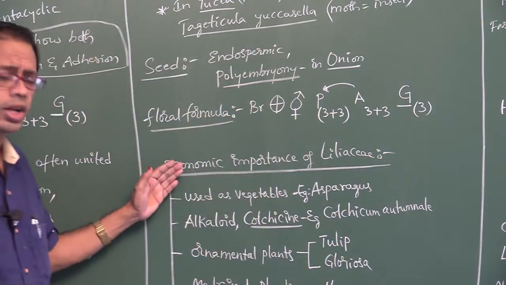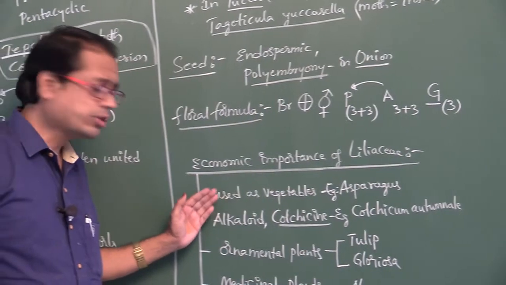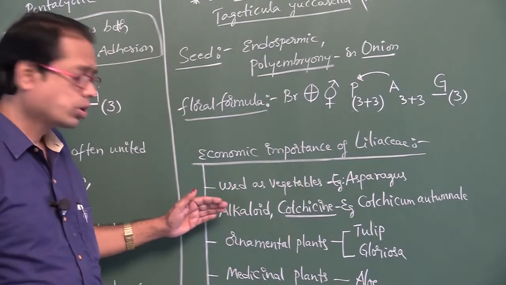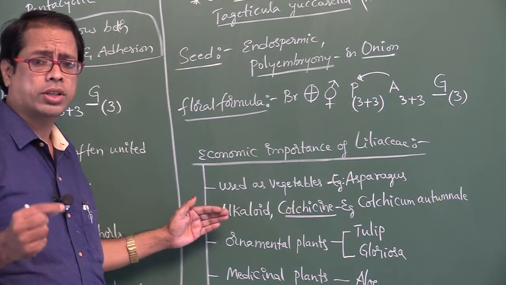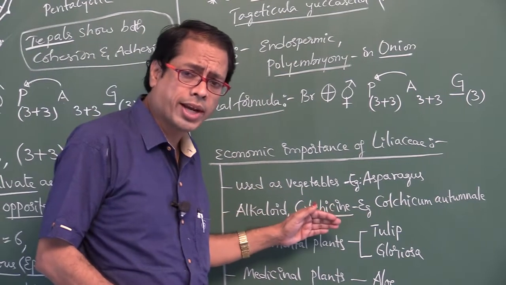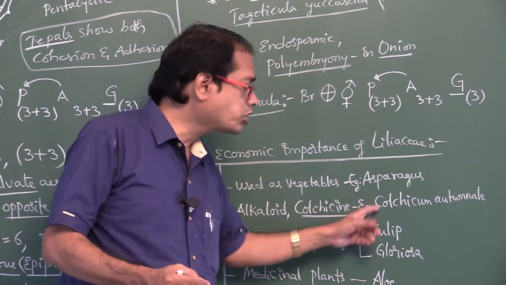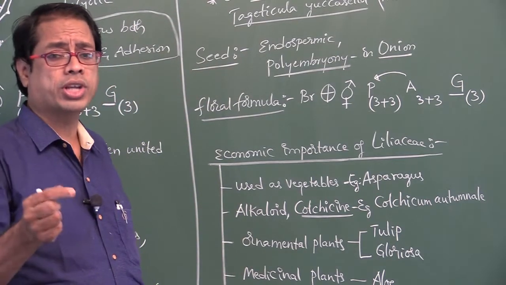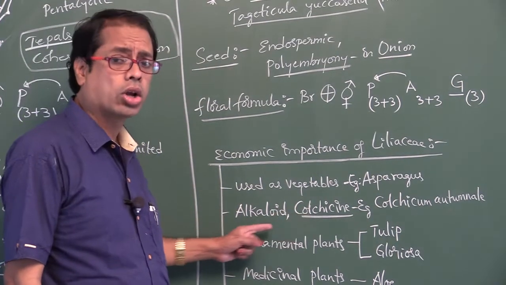What is the economic importance of Liliaceae? Some plants are used as vegetables, for example, asparagus. Some plants are useful in the production of an alkaloid called colchicine. This colchicine is obtained from a plant called Colchicum autumnale. That is, seeds of Colchicum autumnale produce colchicine, an alkaloid.